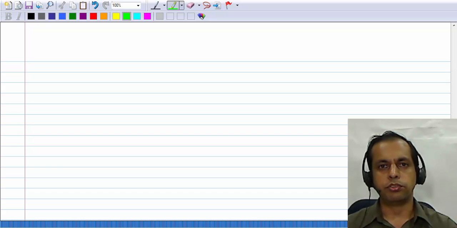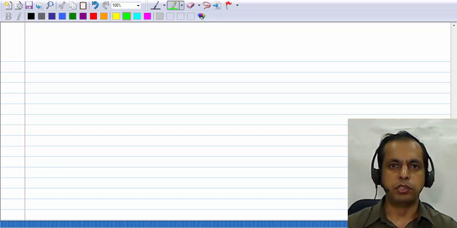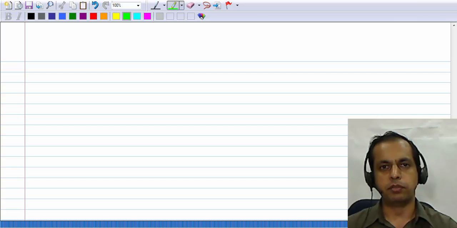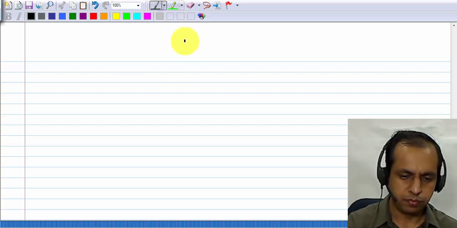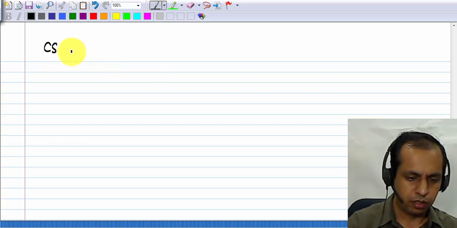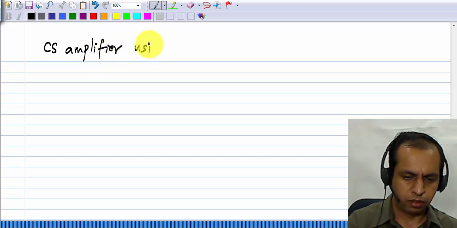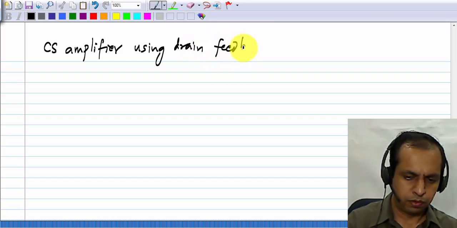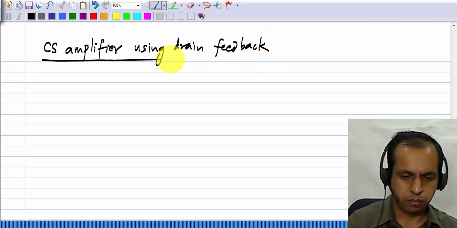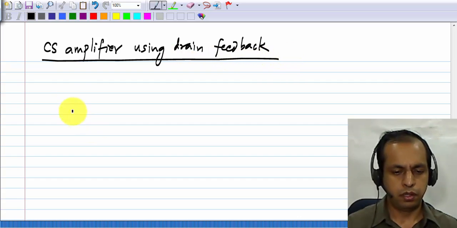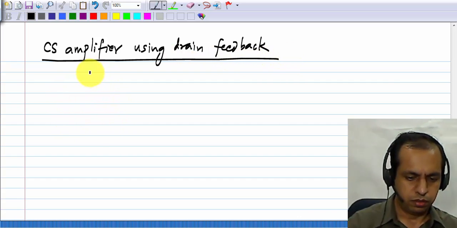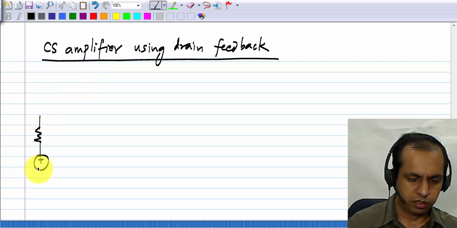To illustrate calculation of swing limits, we will now study the swing limits of a common source amplifier with a different biasing arrangement, that is, using drain feedback. Now, the common source amplifier using drain feedback looks like this.